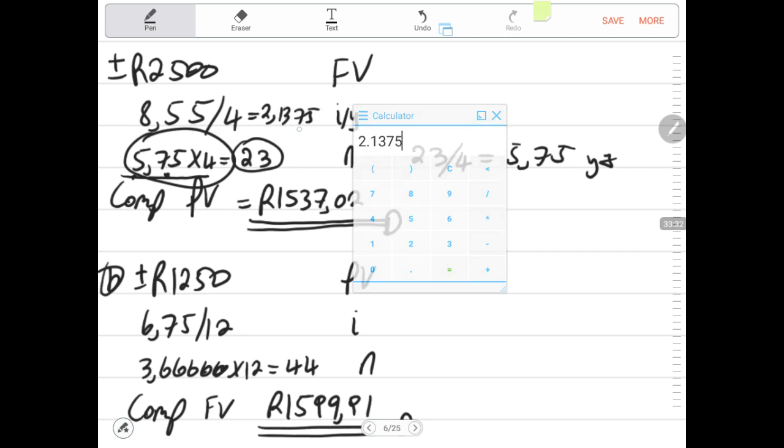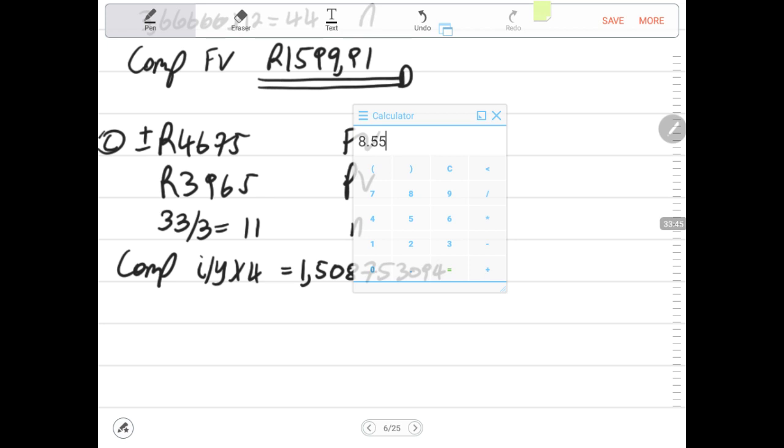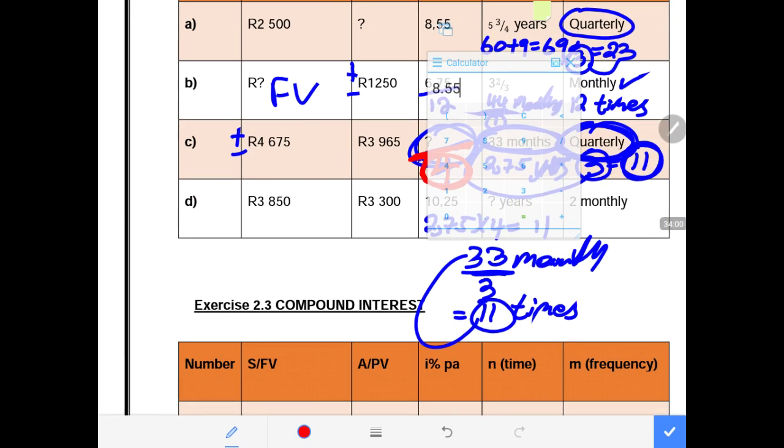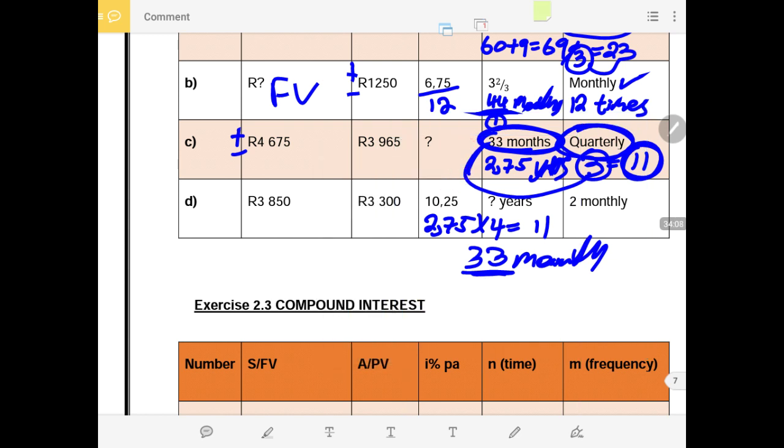We got 2.1375. In order for us to go back to the interest for the full year, what do we need? We need to say times by 4. So if you say times by 4, you get the interest for the full year. This is exactly what is happening. Whenever you're calculating interest, you get your interest after it was divided by the number of compounds in a year. In this case, we know the number of compounds in a year is 4 times. Why am I saying 4 times? Because our interest is compounded quarterly. That means interest is compounded 4 times in a year.